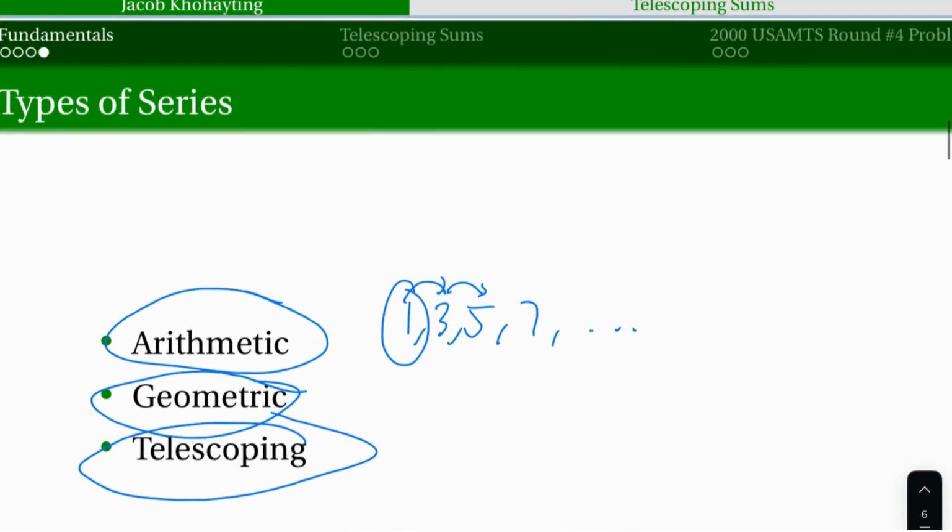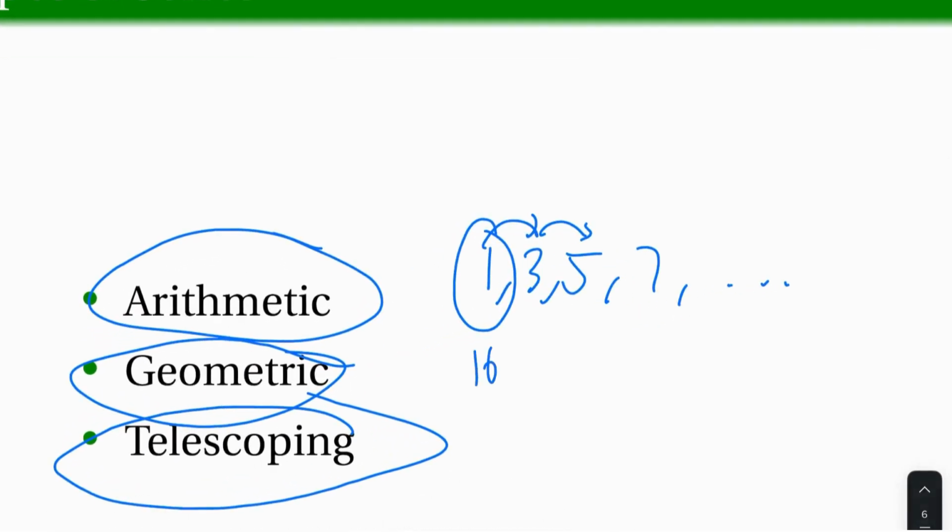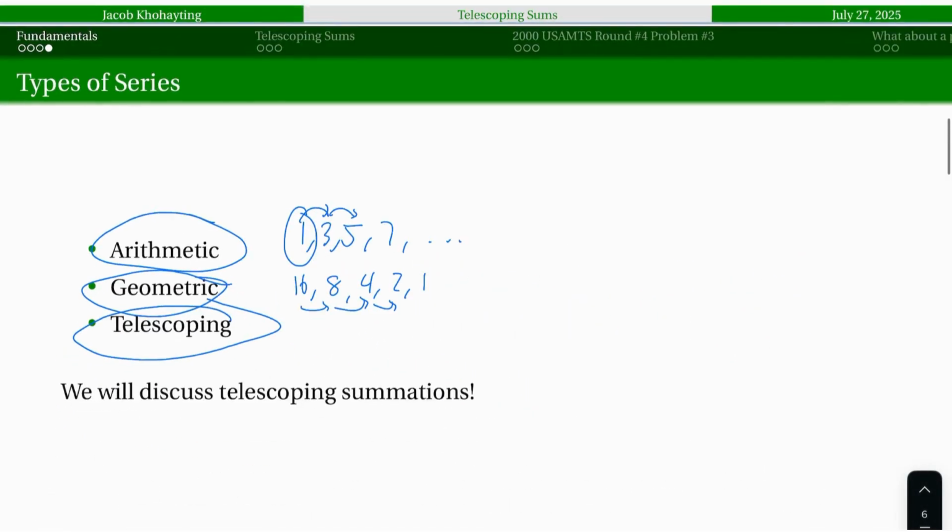But a geometric sequence, on the other hand, is different. You maybe start at 16, go to 8, go to 4, go to 2, go to 1. So you're dividing by 2 each time. There's a common ratio between 2 adjacent numbers. A telescoping sequence is a little bit different, and maybe you haven't seen it before. Arithmetic and geometric sequences are a lot simpler, and you may have seen them before. So let's see what these telescoping sequences are.